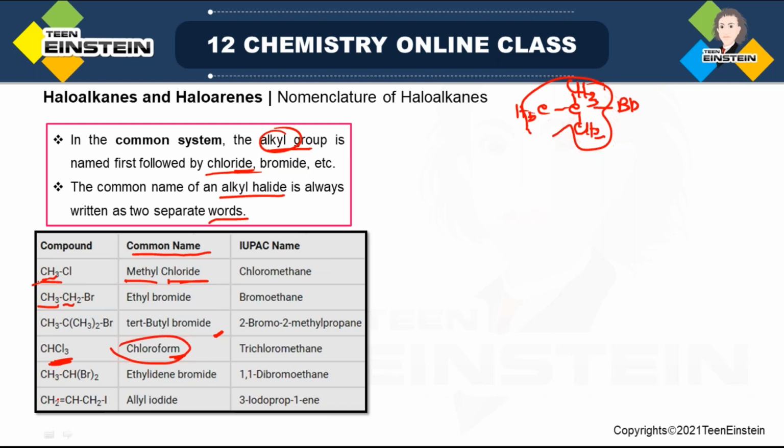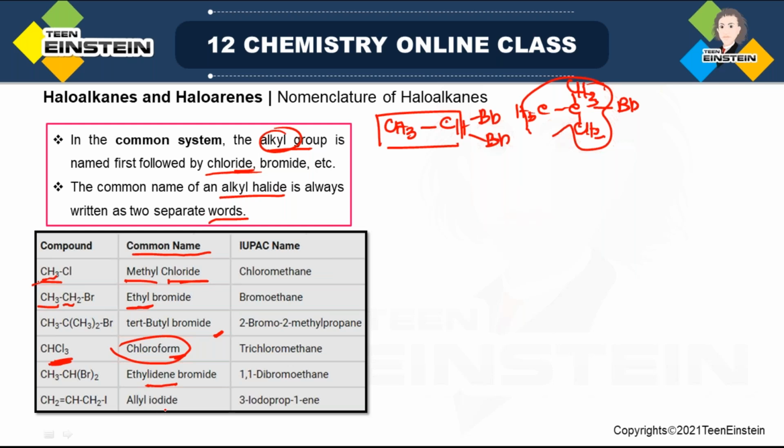Then we have CH3CHBr2. CH3CHBr2 means a CH3 group attached to CH and then two bromines. So this is basically a gem dihalide. Remember, when both the halogens are attached to the same carbon, that is known as a gem dihalide, and this part is known as ethylidene. So ethylidene and then bromide. What is the difference with ethyl? When it is ethyl, it is basically CH3CH2 and only one Br. But here it is CH3CH and two halogens, so it has a different term.